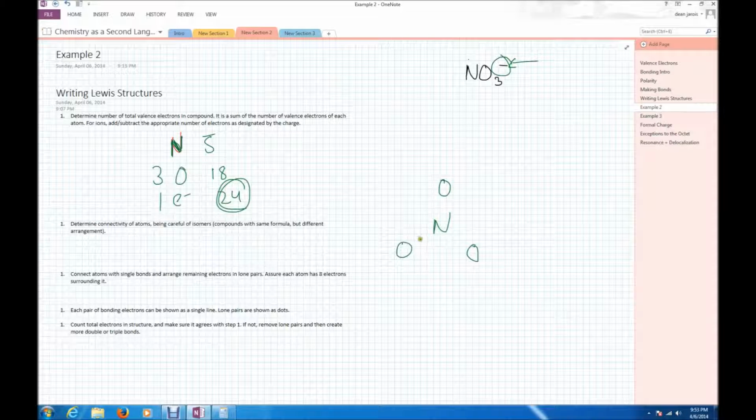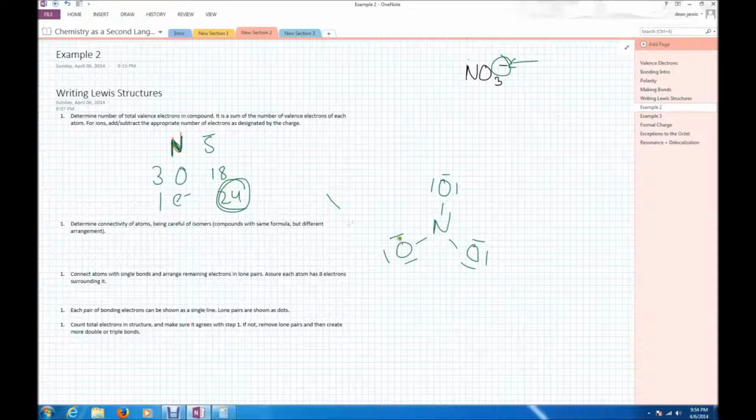And now, connect atoms with single bonds and add lone pairs. Some chemists just draw lines as lone pairs, horizontal lines, and that's completely fine with me. If you're in another chemistry class, your teacher might ask you specifically not to do that. But again, it's just a matter of personal preference. So that's basically what we have to do for that, but let's see if it agrees.